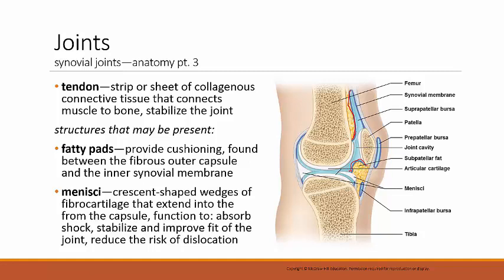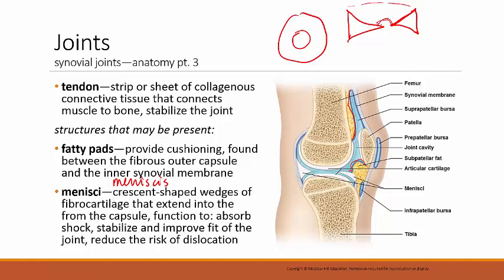A meniscus, or if it's plural, menisci, so meniscus would be the singular, if you look at it from the top, it sort of looks like a donut with the center missing. If you look at it from the side, it looks like these two wedges of cartilage, but again, if we think about them in the background, they're connected to each other. So this is what a meniscus is, and it has this wedge shape where the wedge extends into the capsule space, the joint cavity.